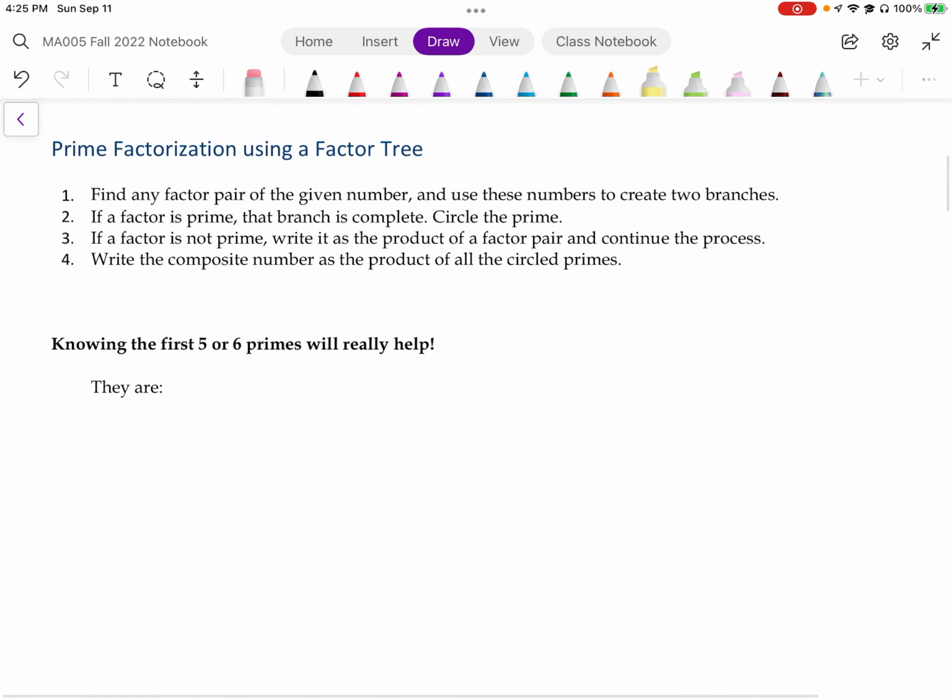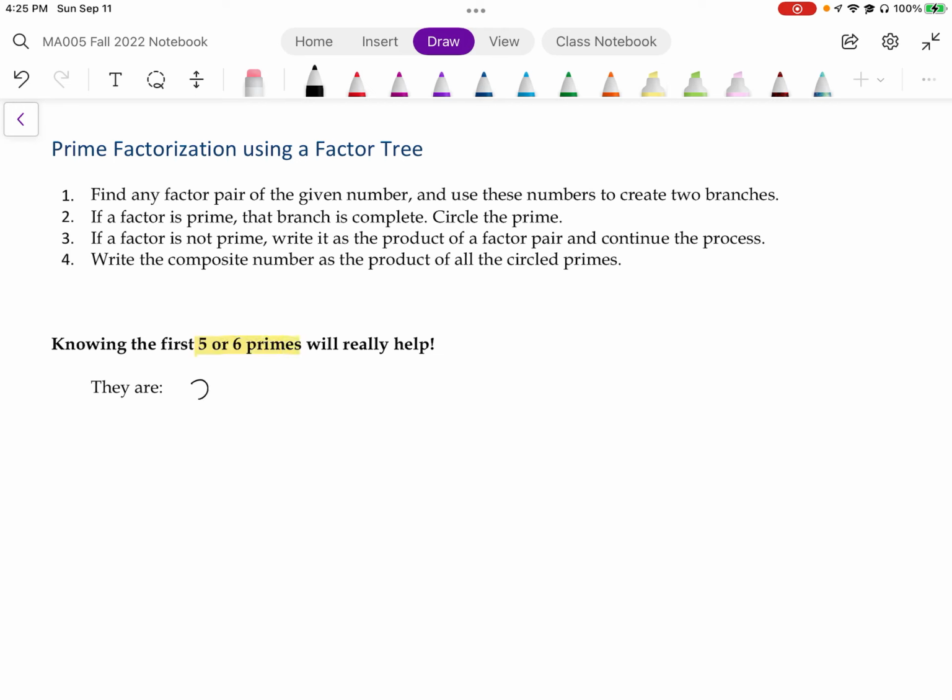All right, so prime factor using a factor tree, you can look at this list of how to do it, but I'm just going to show you instead of reading through it for you. All right, know the first 5 or 6 primes. That will really help. So the first 5 or 6 is just important to know.